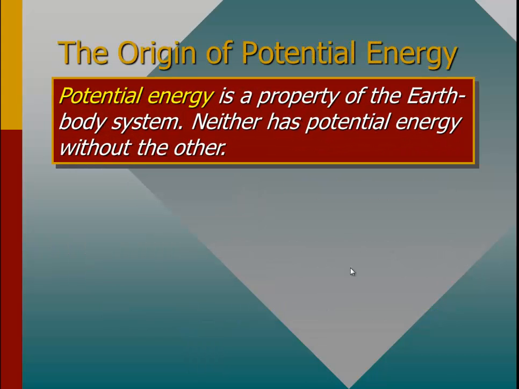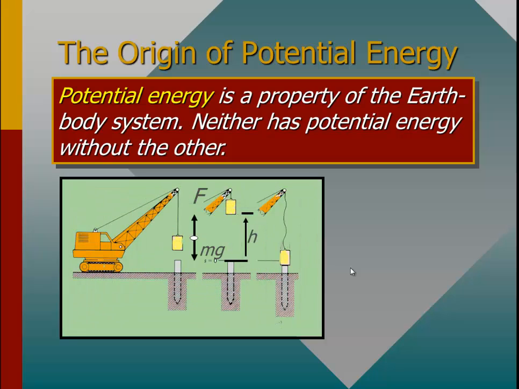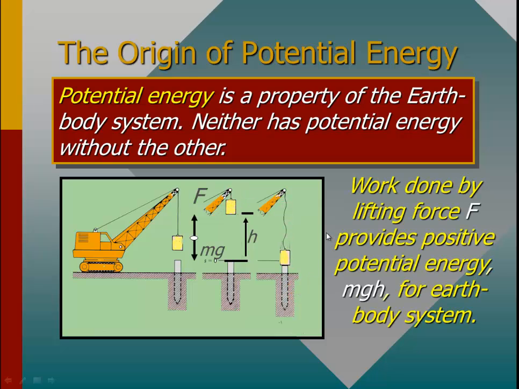The origin of potential energy. Potential energy is a property of the Earth-body system. Neither has potential energy without the other. So here we see a block being raised to a height h, and then it falls and comes back down. Work done by lifting force F provides positive potential energy mgh for the Earth-body system. So remember that the Earth is pulling down on that body, and by Newton's third law, the equal and opposite reaction force is the body pulling up on the Earth.